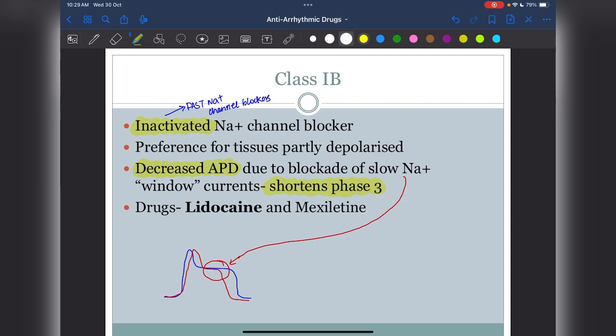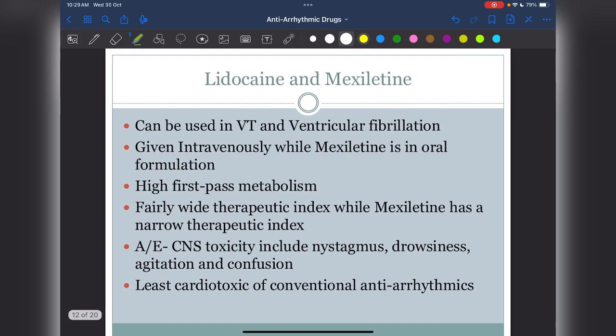Okay, so that was important. One of the most important class 1B drugs that you need to know about is lidocaine. Mexiletine is also there, but lidocaine you need to know. Coming to lidocaine and mexiletine, they can be used in ventricular tachycardias and ventricular fibrillation because they are decreasing action potential duration and decreasing the slope of phase 0. Lidocaine is given intravenously while mexiletine is given in oral formulation. You need to know this.